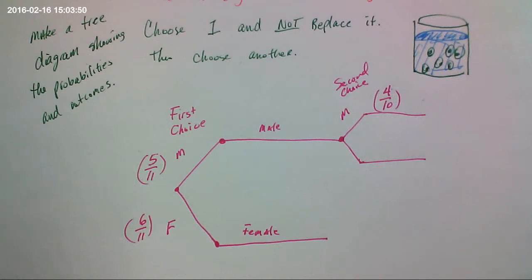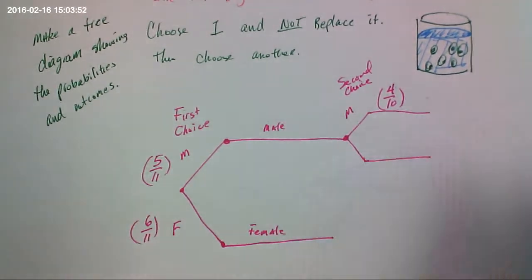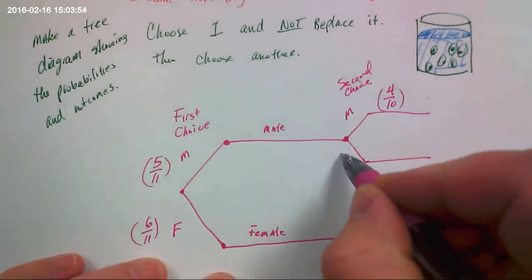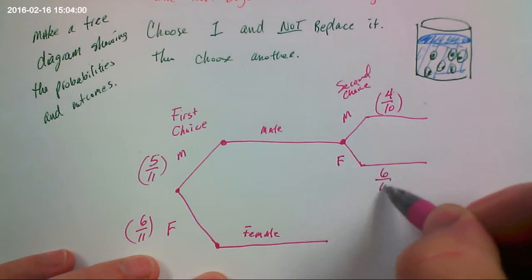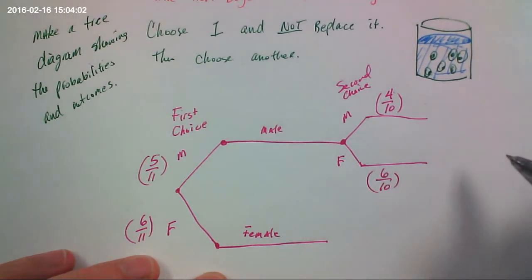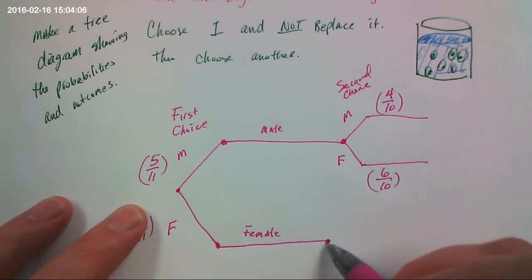We're good? What would be the probability that if the first choice was male, the second choice is female? 6 out of 10, because there's 10 left, and there's still 6 females in there. Okay.